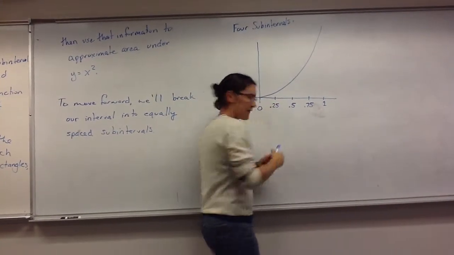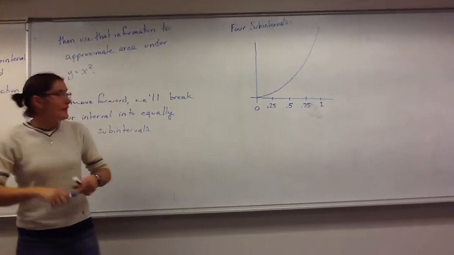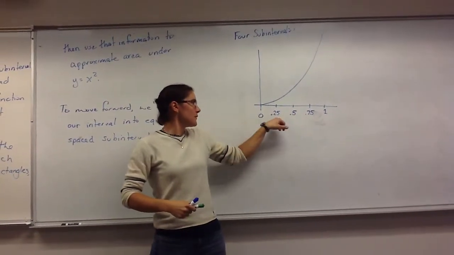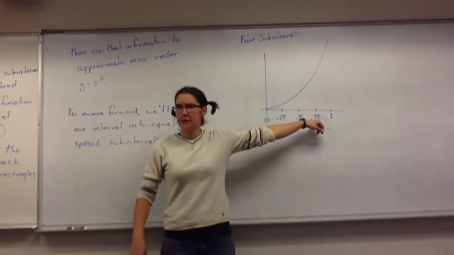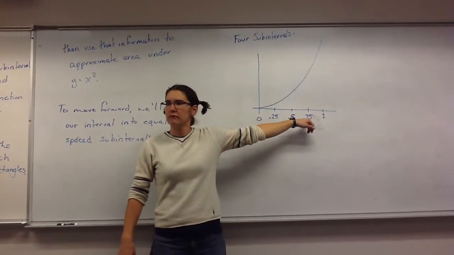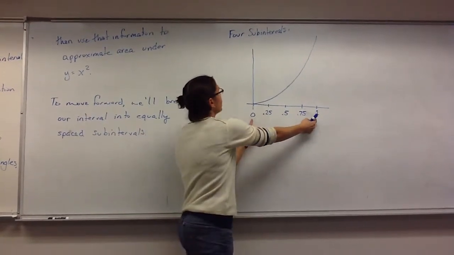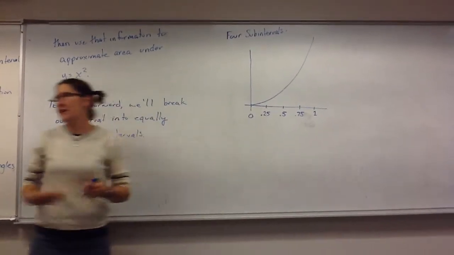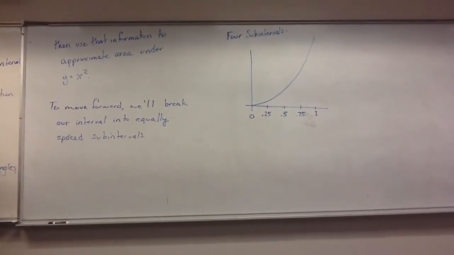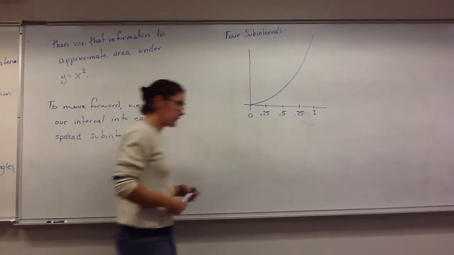Okay, so at least one person believes that these interval marks should be 1/4, 1/2, and 3/4. Does anybody else agree with that? Okay, so this seems pretty reasonable. So I took my interval from 0 to 1, and I divided that interval by 4, and so each interval will be a length of 1/4.